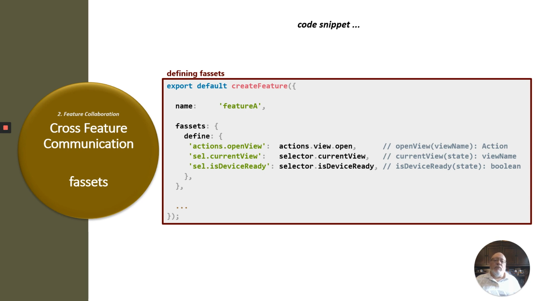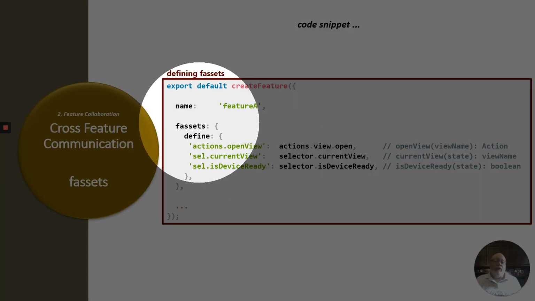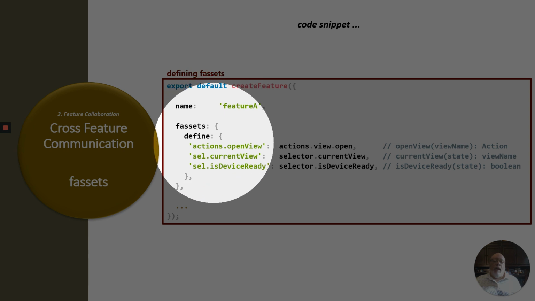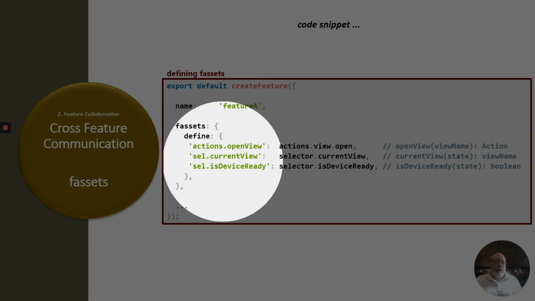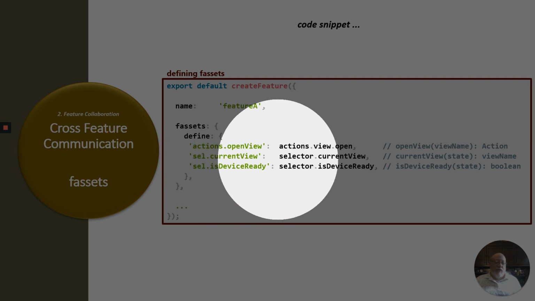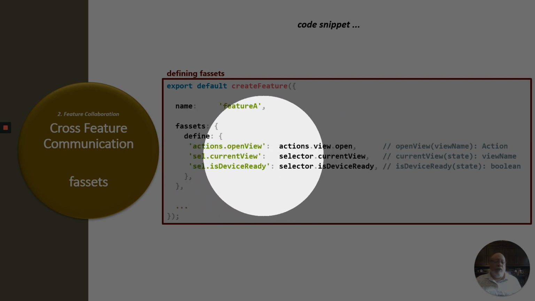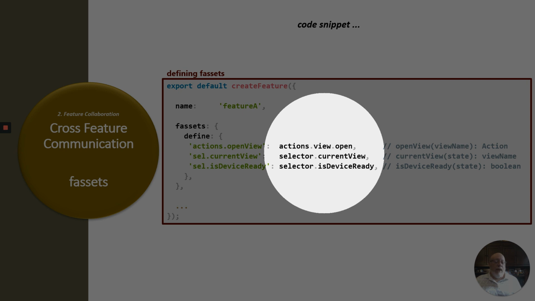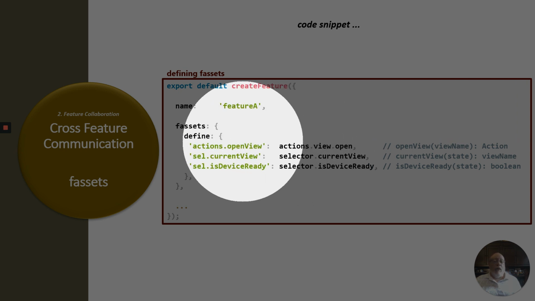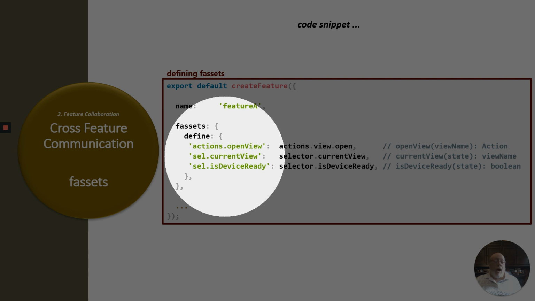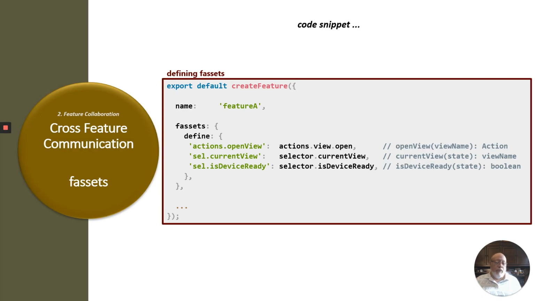Okay, let's look at this in some code. Here we are in feature A, feature, and it's defining 3 facets, 1 action and 2 selectors. This is the full-blown syntax here. You can see the items on the right-hand side is how it's dereferenced internally within the feature, and on the left-hand side is how we want to publicly promote it. So you can see that we can actually alias these resources and rename them if we want.